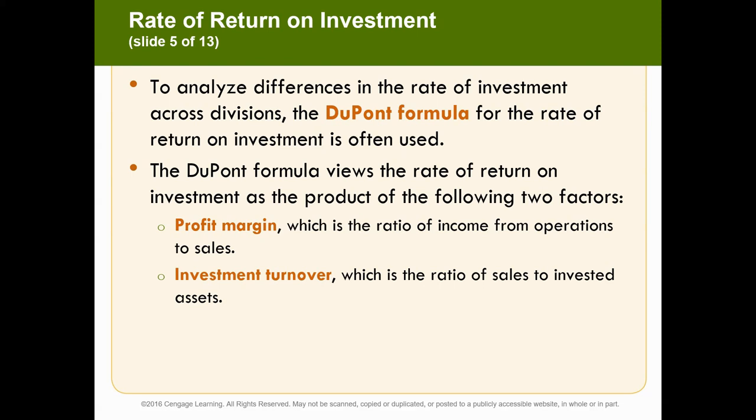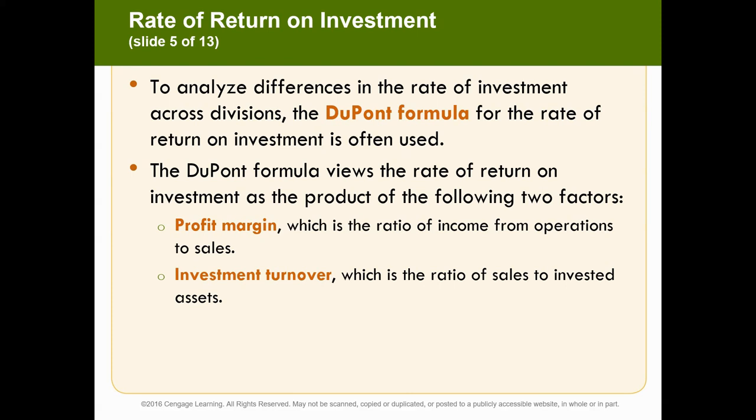To analyze the differences in the rate of return on investment across the divisions, we use something called the DuPont formula. Just a little bit of background on it: the formula was actually developed by the DuPont company. For those of you who are familiar with the name, they are a paint and chemical company that has been around for the better part of about 200 years now. This formula has been utilized in modern financial theory since the early 1930s, so it's pretty widely known. I just wanted to provide you with that context, because DuPont was one of the first companies to be publicly traded on the Dow Jones Industrial.